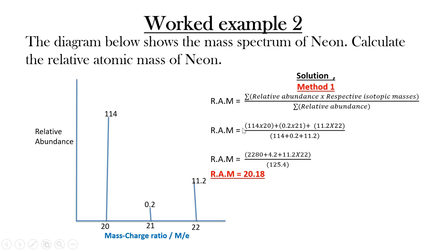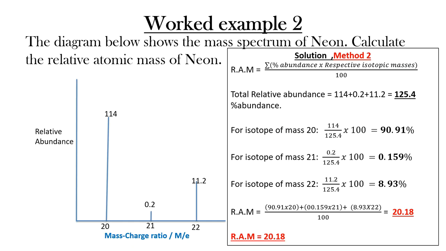So we can look at each isotope. The first isotope has relative abundance of 114 times mass, which is 20, plus 0.2 times 21, plus 11.2 times 22. We are getting abundance times respective isotopic mass. So when you add all that and calculate, you get 20.18. So this is our first method. But also we look at the second method. This is the same question, example 2, but now we are looking at method 2.